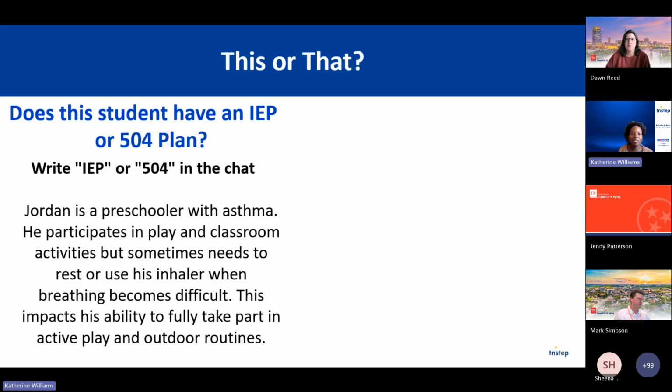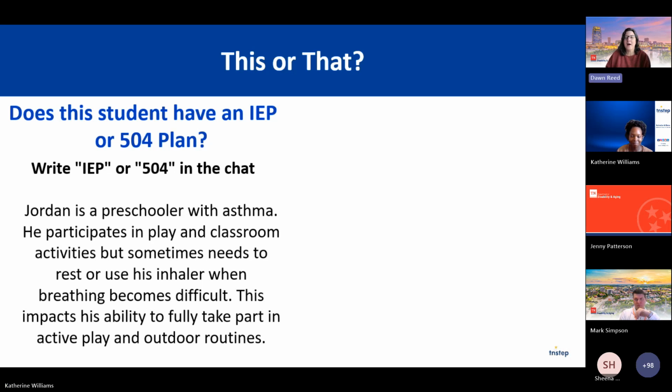Our second one is Jordan, a preschooler with asthma. He participates in play and classroom activities, but sometimes needs to rest or use his inhaler when breathing becomes difficult. This impacts his ability to fully take part in active play and outdoor routines. If you think that Jordan has an IEP, write that in the chat, or a 504 plan, write that in the chat.